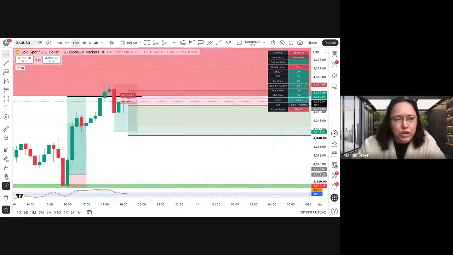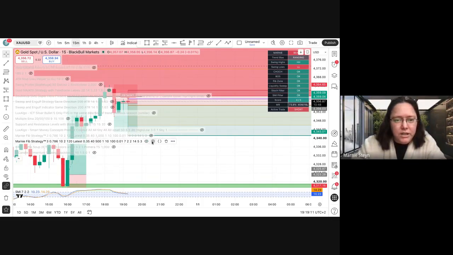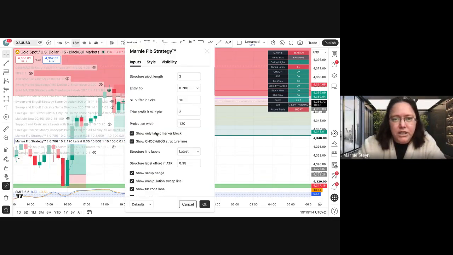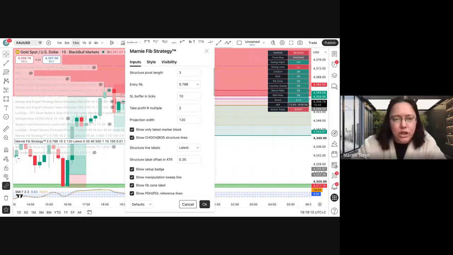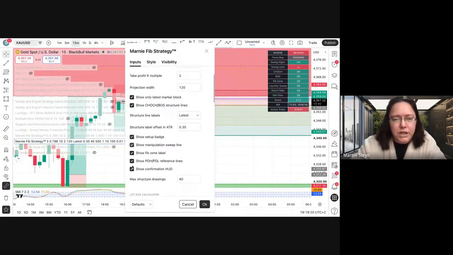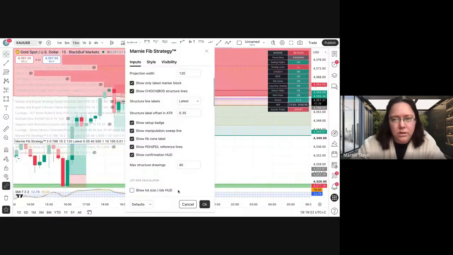Neil, is yours also showing that? Oh, you need to set up your words inside, guys. So just go to your indicator, and then set it up here where it says show my latest marker block. Make sure all of these are switched on.